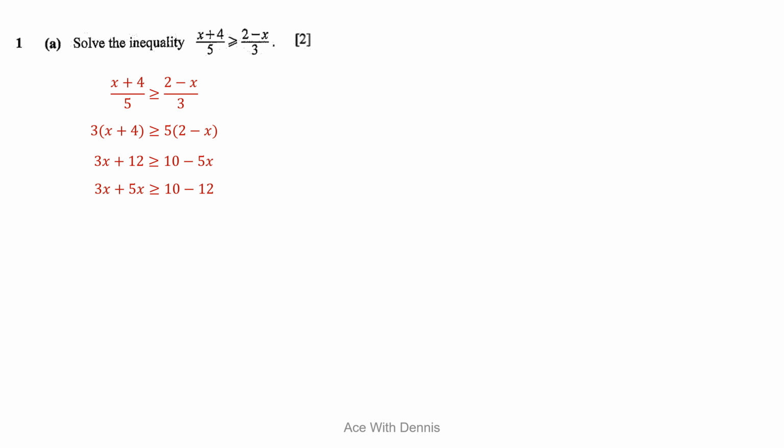Then we move the x terms to the left hand side and the constant terms to the right hand side. Then we will have 3x plus 5x greater than or equal to 10 minus 12. Simplify, we'll get 8x greater than or equal to negative 2, and x is greater than or equal to negative 1 over 4.